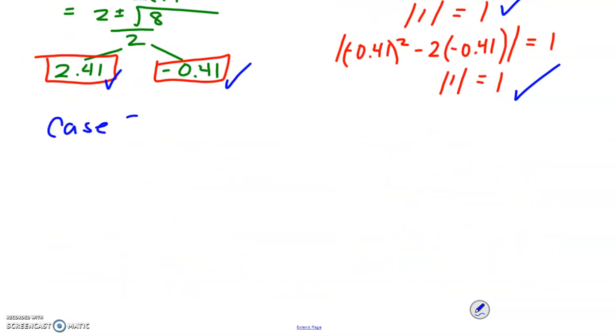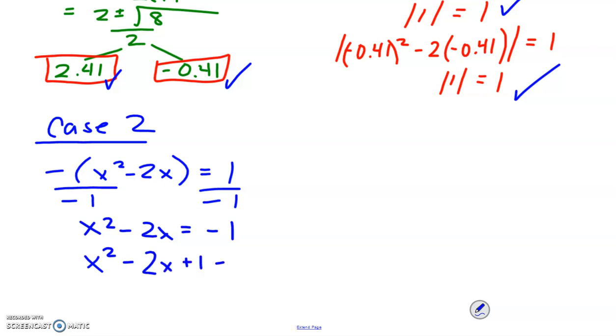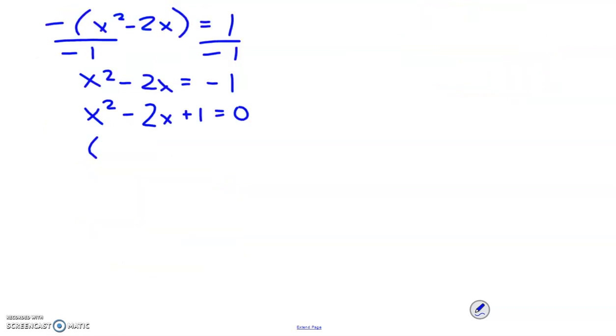So in case 2, we're going to take the negative version. So it's going to be negative x squared minus 2x equals 1. So here again, you have 2 choices. You can either distribute the negative in, but sometimes it's easier to divide out the negative to the other side. So we get x squared minus 2x equals negative 1. So then I add that 1 over, so we get x squared minus 2x plus 1 equals 0. And now this one factors nicely for us. So this one becomes x minus 1 and x minus 1.